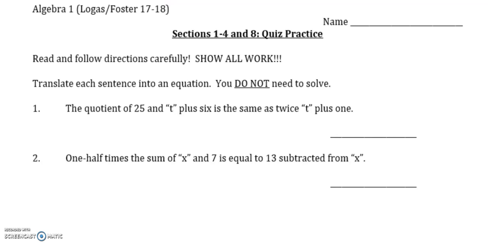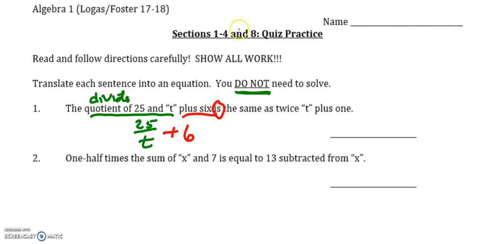Okay, number 1. The goal is to translate each of these into an equation. But like some of your homework in the notes, we do not need to solve, we just want to set it up. So, the quotient of 25 and t. Let's stop there. Remember that quotient means divide. So, if I wanted to write the quotient of 25 and t, it really means 25 divided by t. And I prefer the fraction way, so I'm just going to write it as 25 over t. Plus 6.